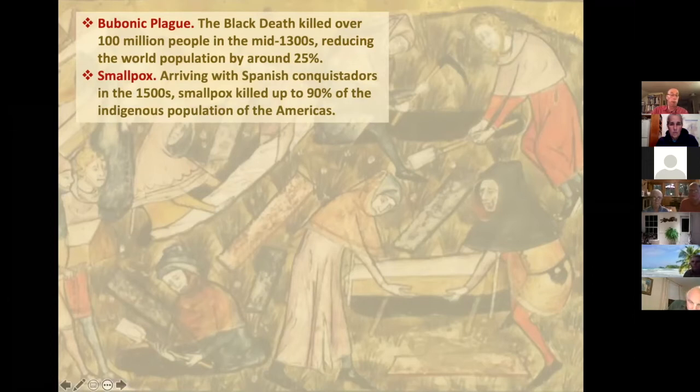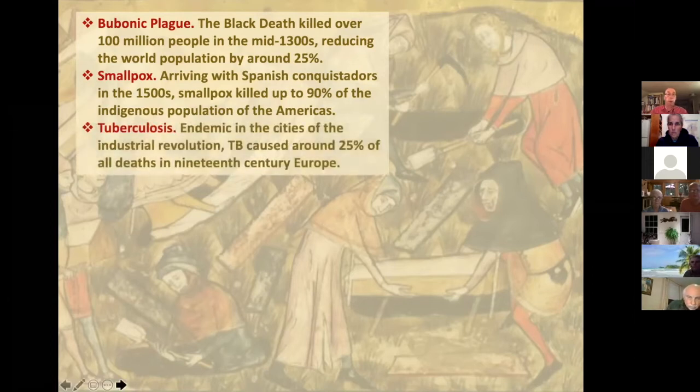Thirdly, tuberculosis, endemic in the crowded, unsanitary conditions of the industrial revolution. Estimates vary, but by the middle of the 1800s, let's say in Britain, somewhere around 25% of all deaths. I mean, that's a staggering figure of all deaths being attributable to TB.